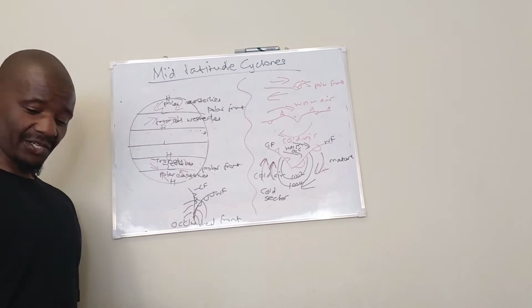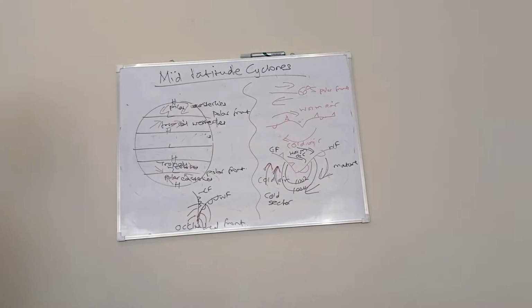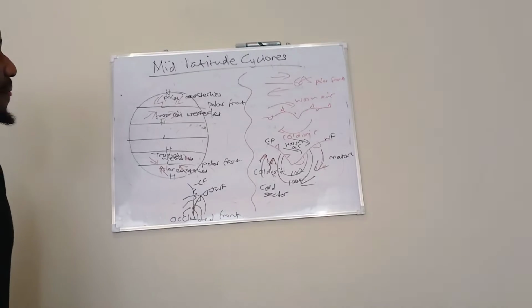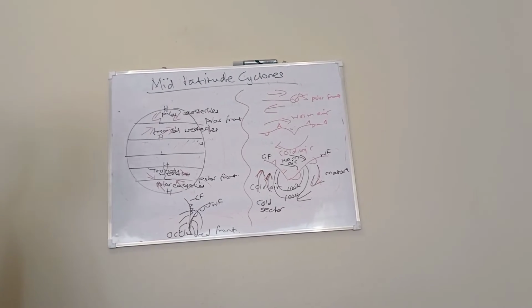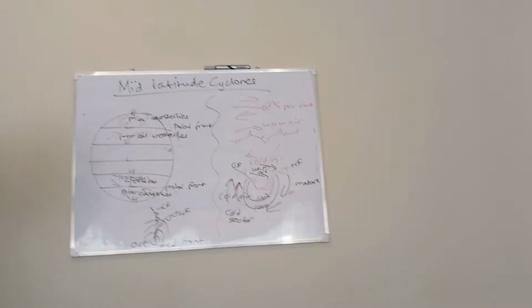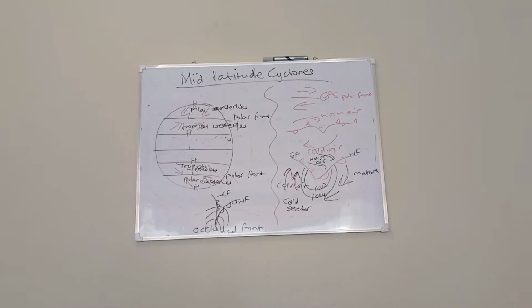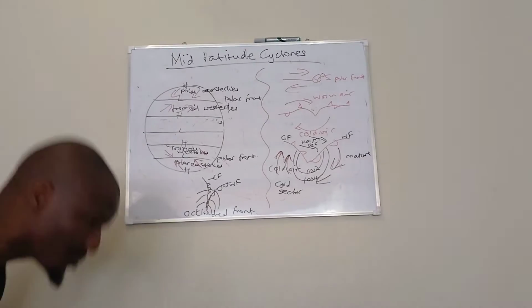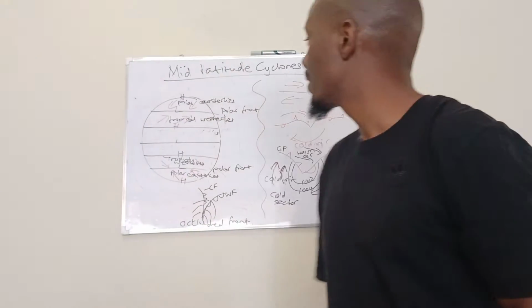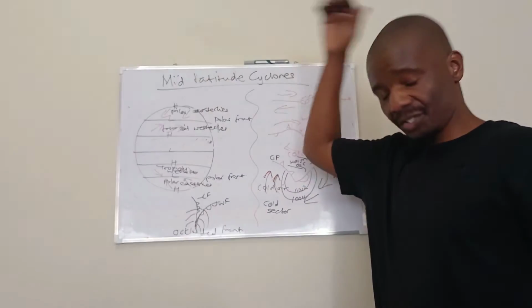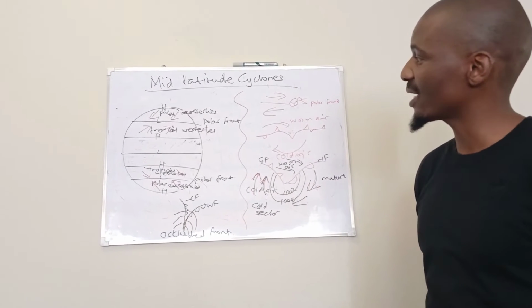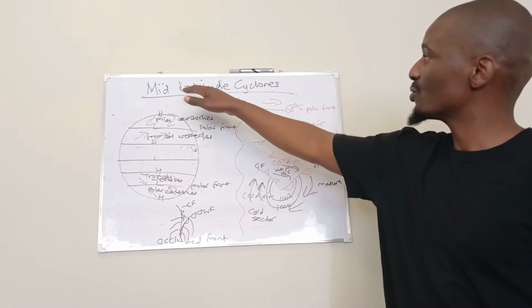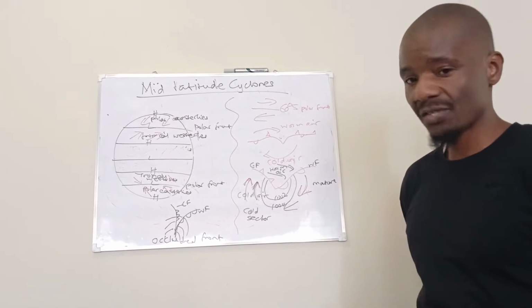Okay, this is the second lecture, after the one that we covered about global air circulation. The reason why we covered the first part about global air circulation was to make sure that you understand where our mid-latitudes and also our tropical cyclones and subtropical anticyclones are derived from. So now we are moving on to mid-latitude cyclones.